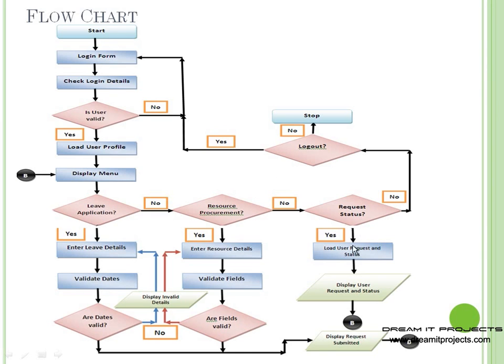So if it's a request status, load user request and status. It will load the status of the request. Okay, display user request and status, and it will go to the B. If the option is not among the 3, then it can be a logout. So if it's a logout, then it's a stop. Clear?